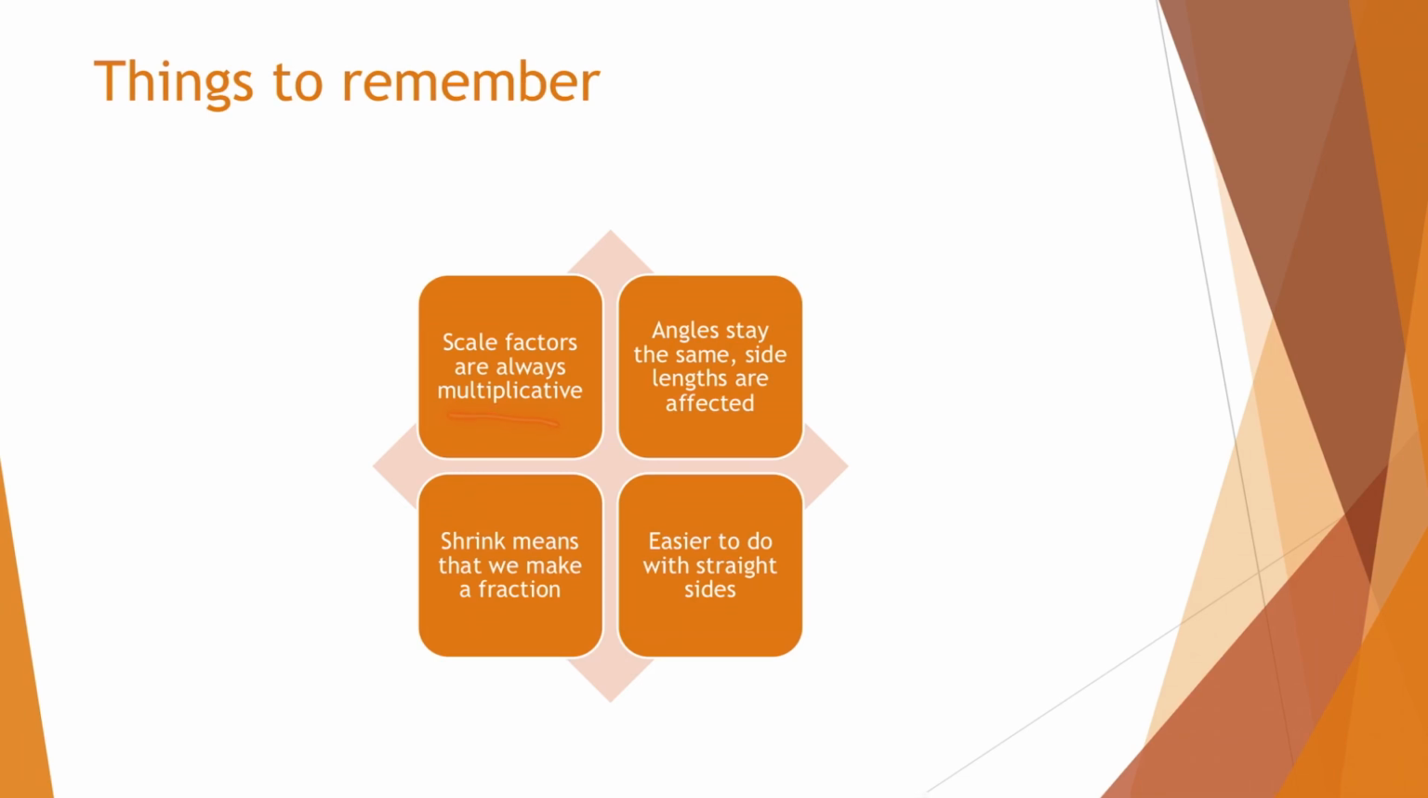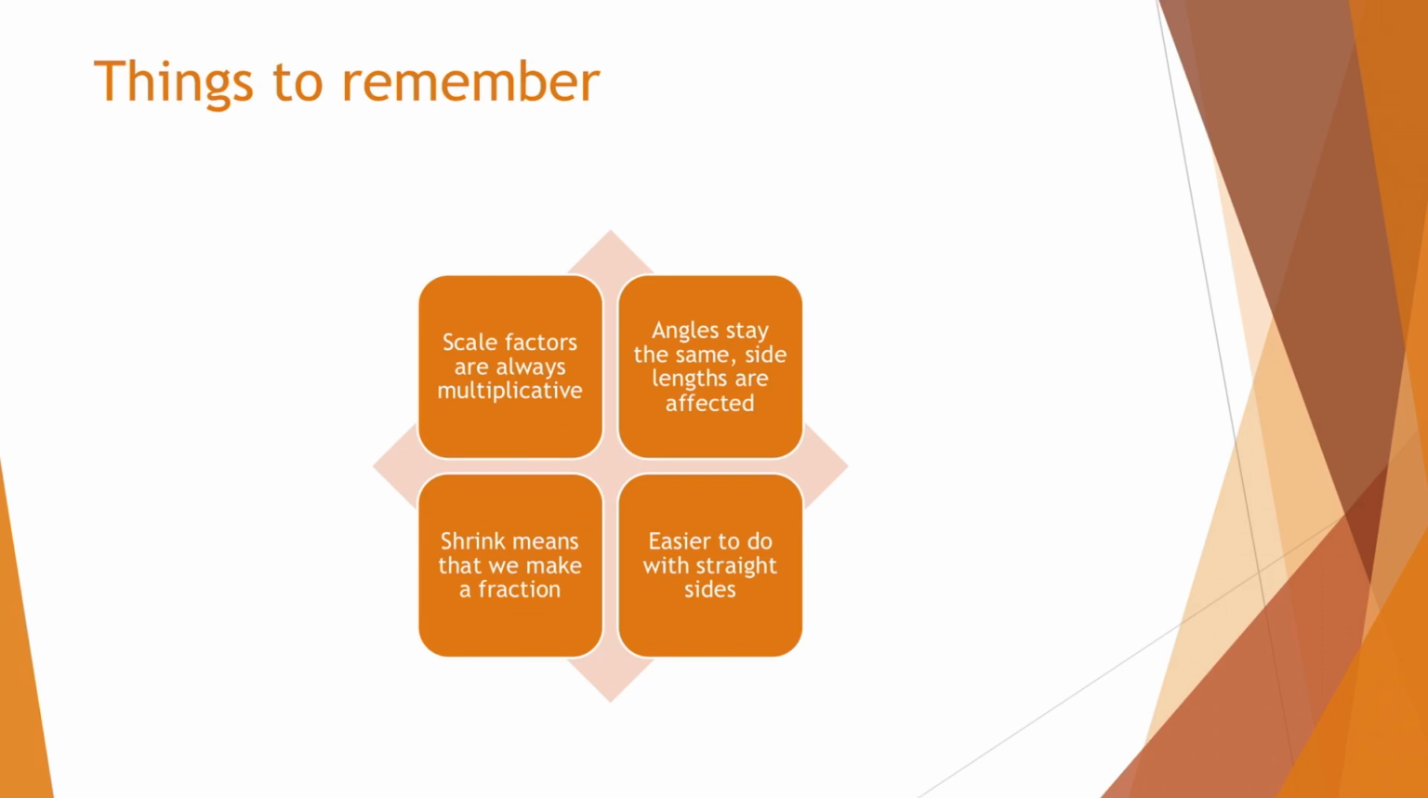So some things to remember. Scale factors are always multiplicative. You are never going to add or subtract when you have a scale factor. It will mess the whole thing up. Angles will stay the same. It's the side lengths that are affected. And that's a really important principle that you'll use later in geometry as well. Shrink means that you have to make a fraction.